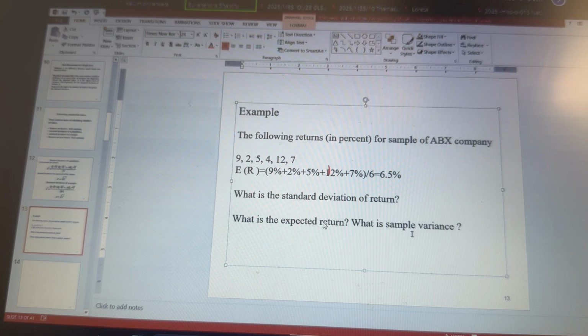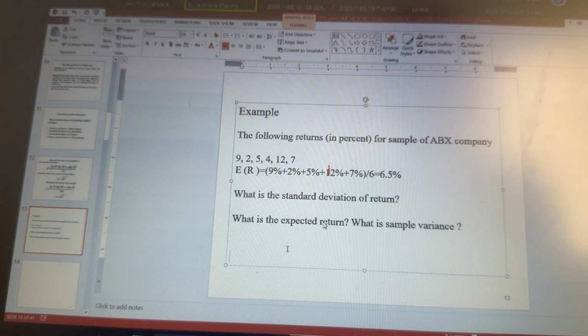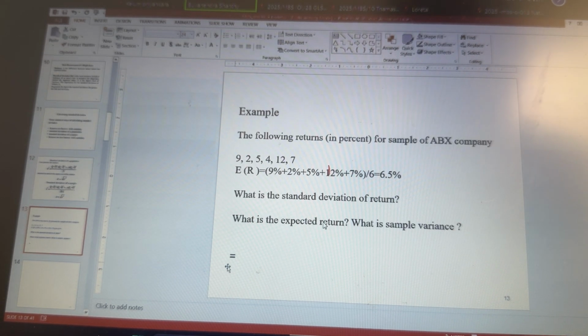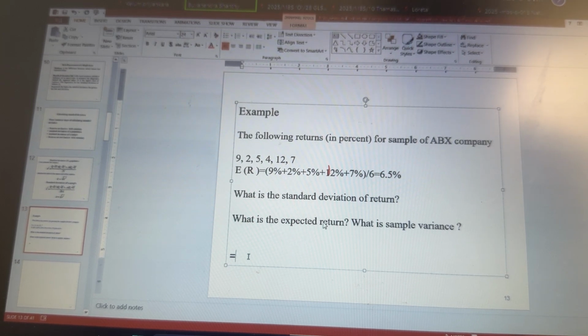If you want the sample variance, you need to calculate the variance here. So how do we calculate the variance? We go for the first one: R1 minus average, power 2. So here this is 9 percent minus 6.5, power 2. Right? You need to have a summation of everything. Then plus, you need to go for the second sample.